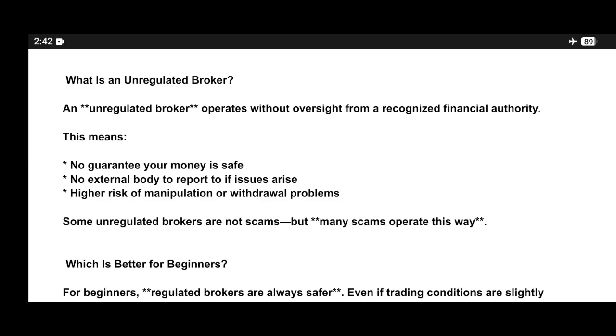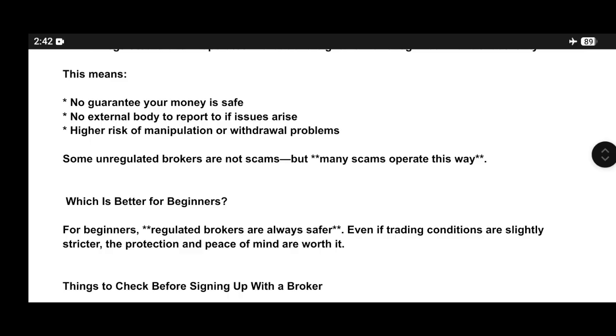Which is better for beginners? For beginners, regulated brokers are always safer. Even if trading conditions are slightly stricter, the protection and peace of mind are worth it. Are you getting me? So I would advise you to go for regulated brokers.